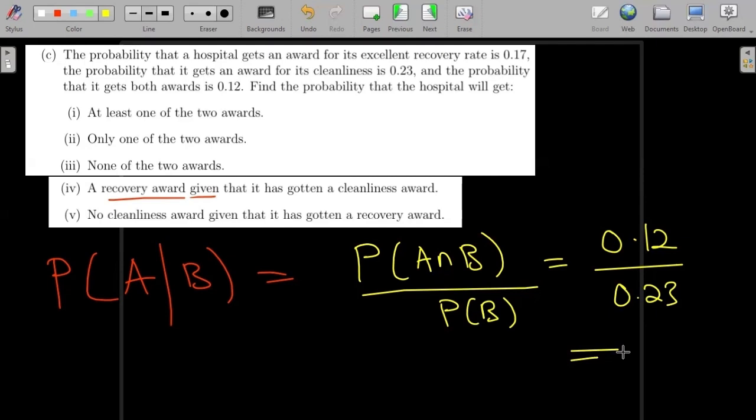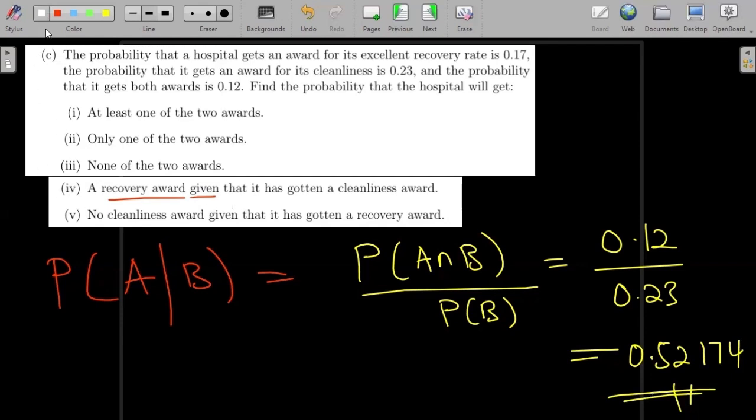Okay, so we have 0.12 divided by 0.23. So I'm going to get 0.52174. Okay, I can end there. So that is the probability that the hospital will be given the recovery award, given that it had gotten the cleanliness award. So it's a conditional probability.